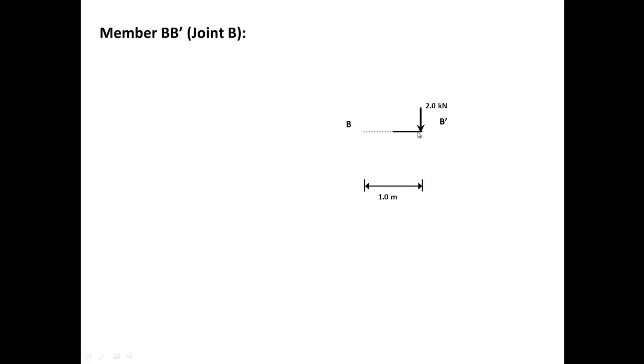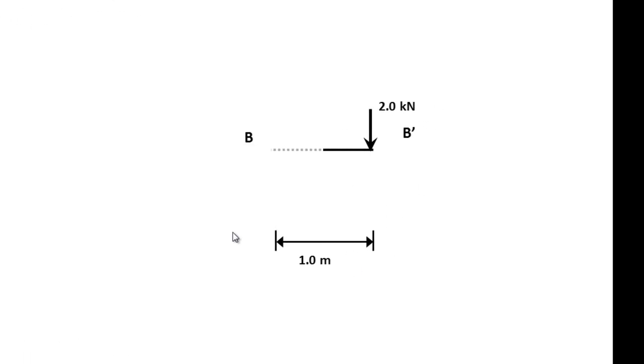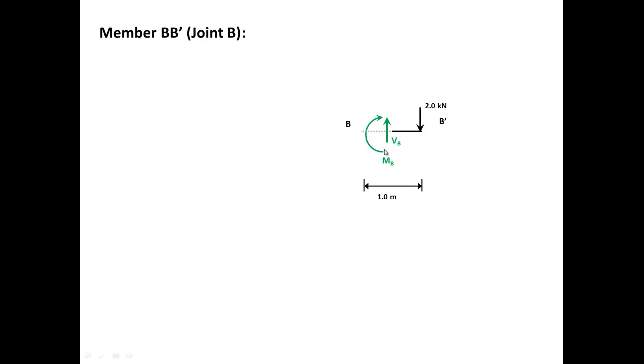Now I'll look at the small member BB prime. What do we have? If I make a cut before the joint on the left, and I'm looking at the right part of the beam, I have a shear force going up and a moment going clockwise. How do I solve for these two unknowns? Two equations. And note, there is no normal force in this member. Two equations can solve for two unknowns.